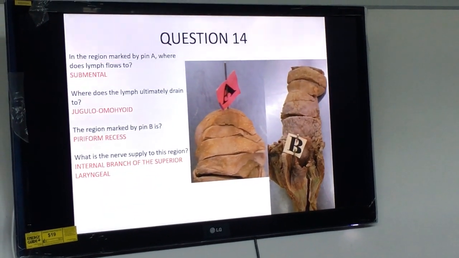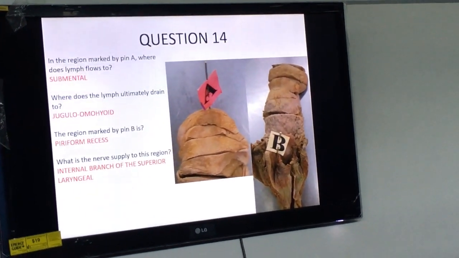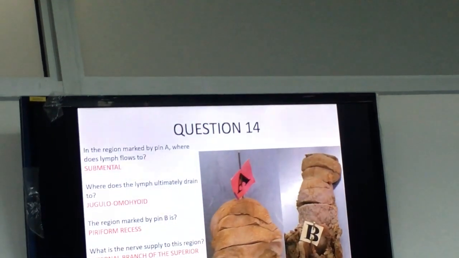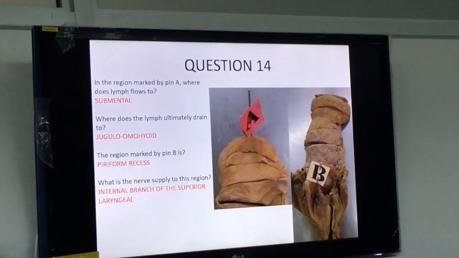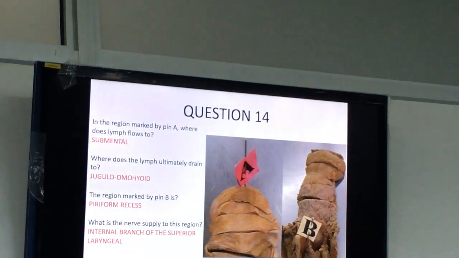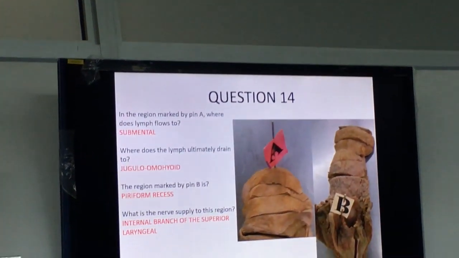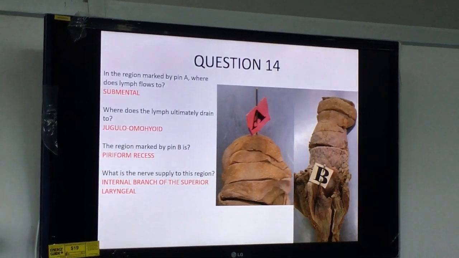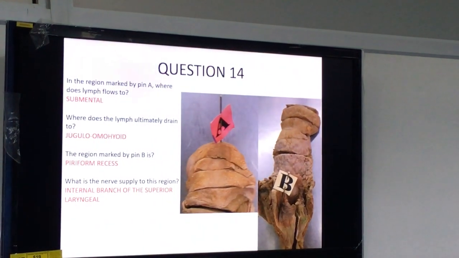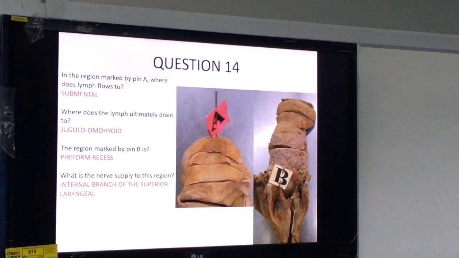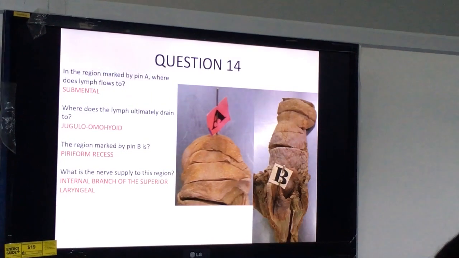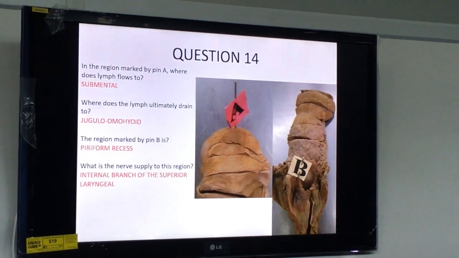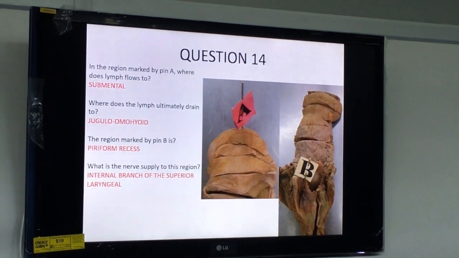Okay, so in the region marked by pin A, where does lymph flow to? We get that right? Very good. Where does lymph ultimately drain to from there? Jugular omohyoid nodes. So from submental node to the jugular omohyoid node. Submandibular first. Submandibular goes there as well. What about the region marked by pin B now?